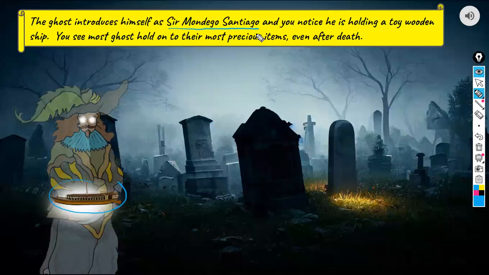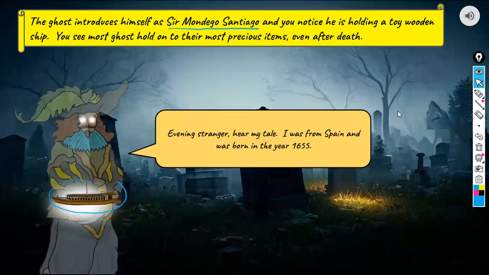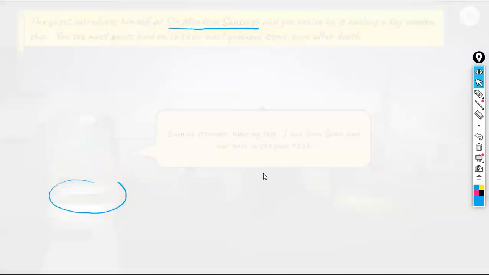I like to see the students guess. But as we continue the storyline, it's going to become clear of why it is so important to him. Now let's move on. Hopefully we'll learn the story of Sir Mondego Santiago. Apparently he's from Spain and he was born in the year 1665. We're going to learn about his story in a little while as we go along.